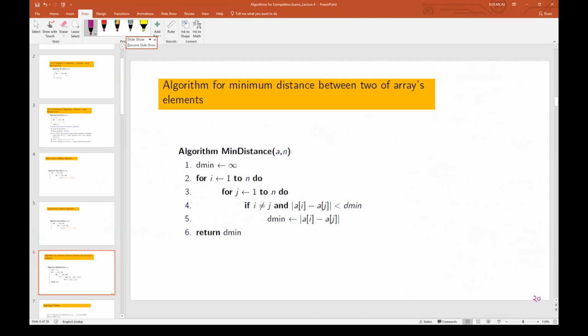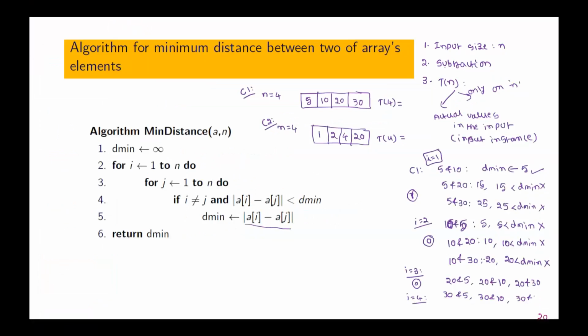Is the screen visible? Yes, sir, visible, but whatever you wrote, it's gone, I think. I think now it's okay.